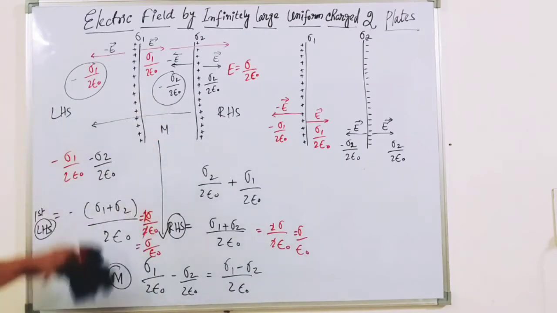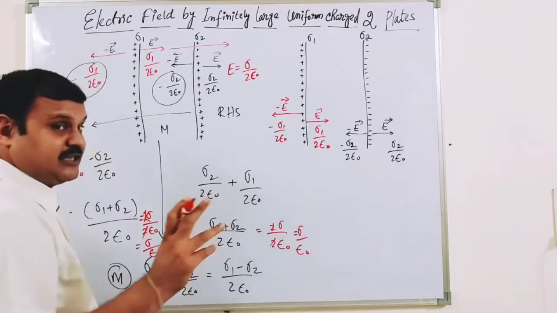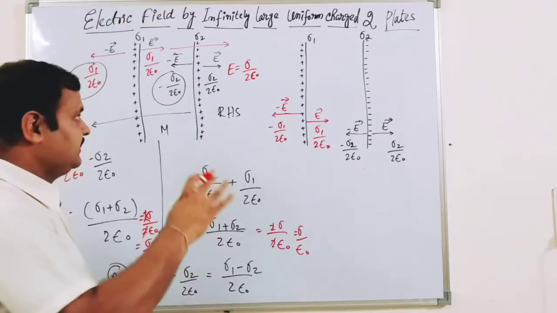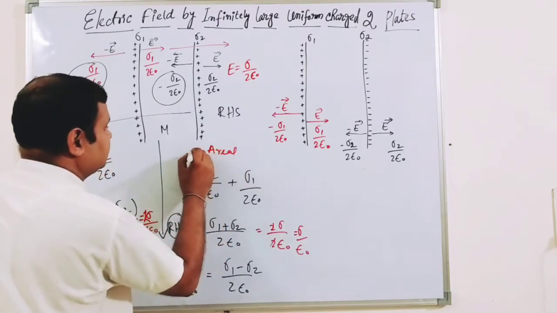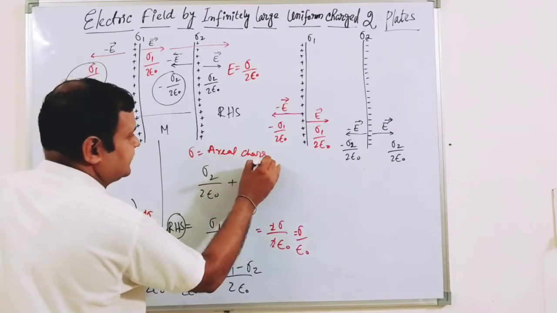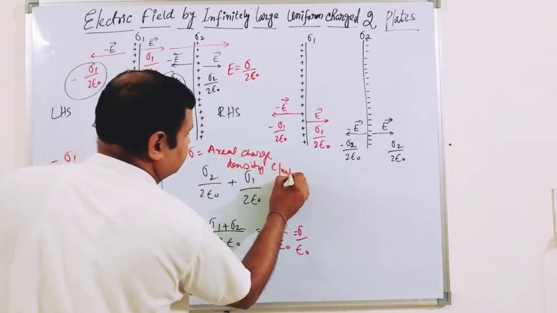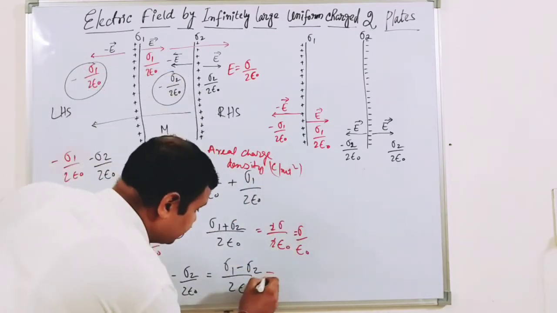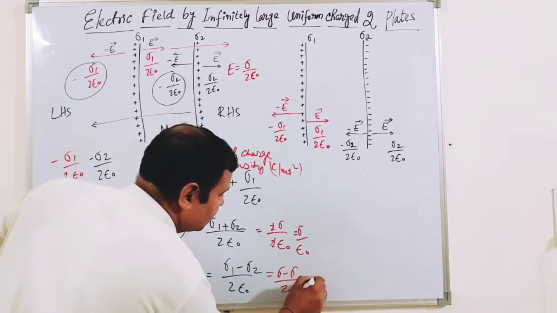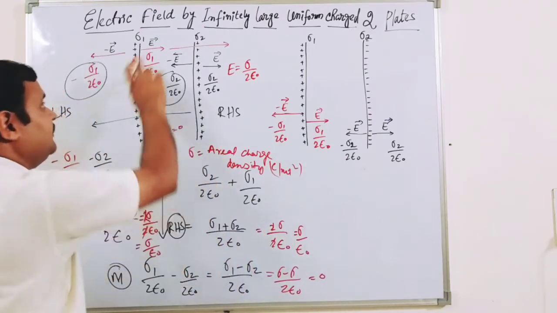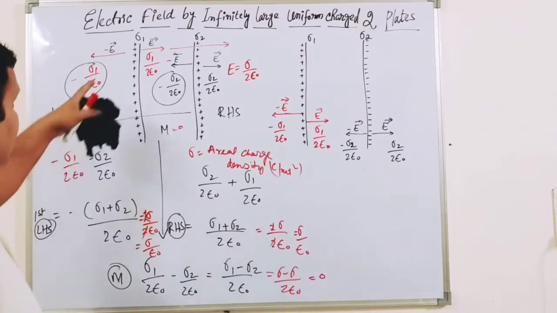And in the middle, if both charges are same, the areal density of the charge is same. The sigma is areal charge density, Coulomb per meter square. So if sigma 1 is sigma 2, this is sigma minus sigma, they both are same, so this is 2 epsilon naught, so this is 0. So inside is 0 if both areal charge densities are the same. So hope you understand this one.